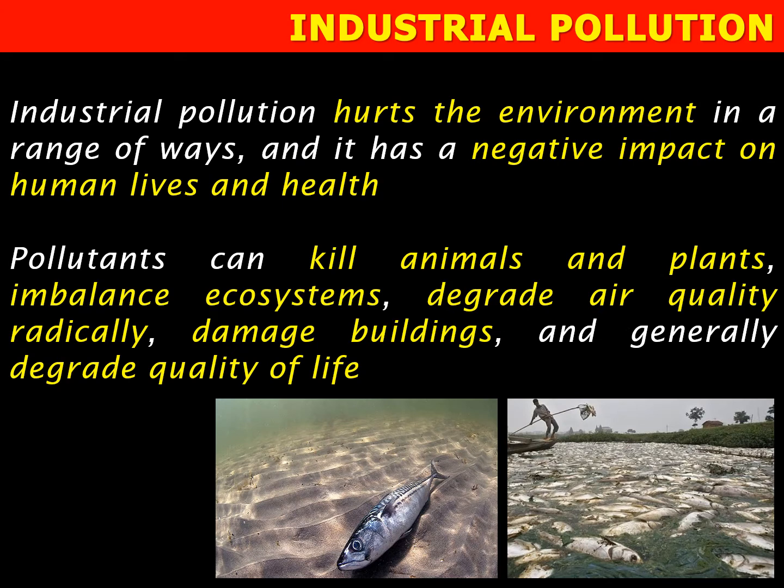Industrial pollution hurts the environment in a range of ways, and it has a negative impact on human lives and health. Pollutants can kill animals and plants, imbalance ecosystems, degrade air quality radically, damage buildings, and generally degrade the quality of life.